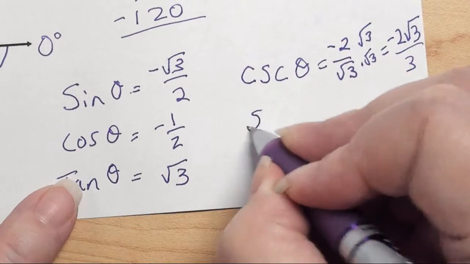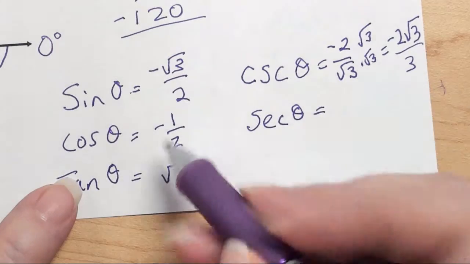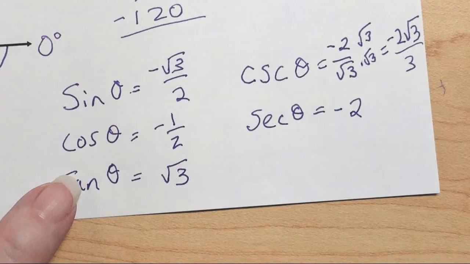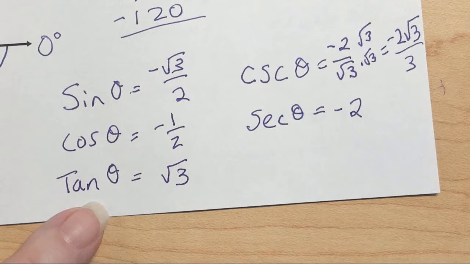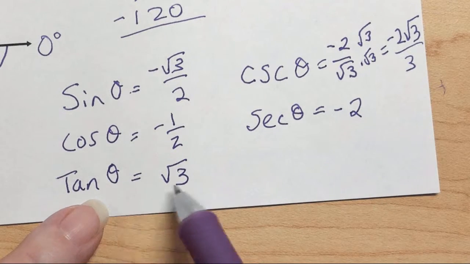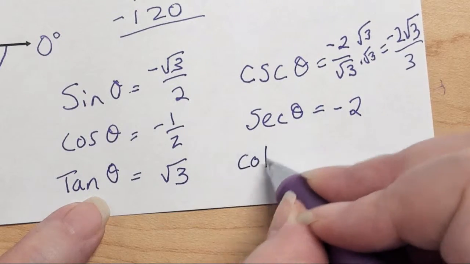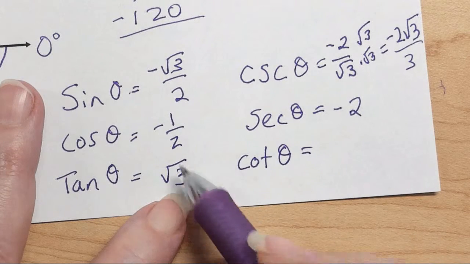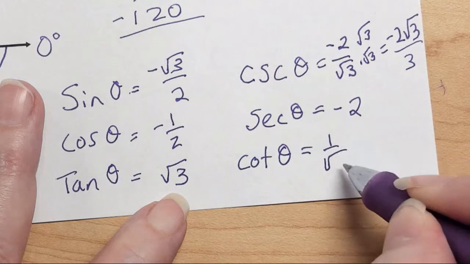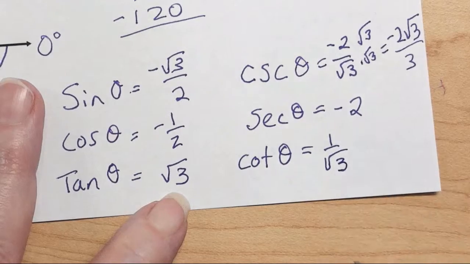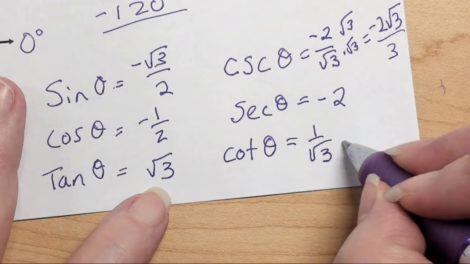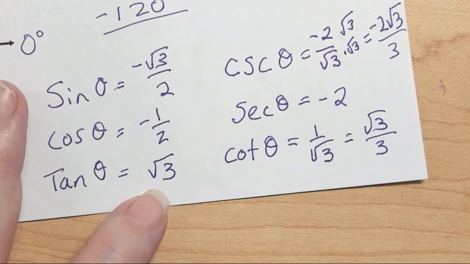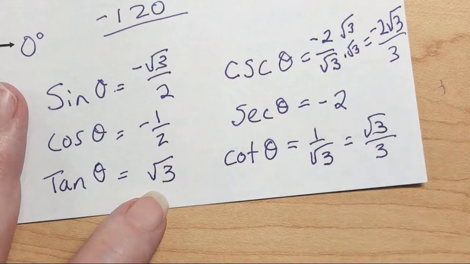So secant is negative 2 over 1, so it's negative 2. And tangent goes with cotangent, which is 1 over the square root of 3. Can't have the square root on the bottom. So you multiply both top and bottom by that square root of 3.